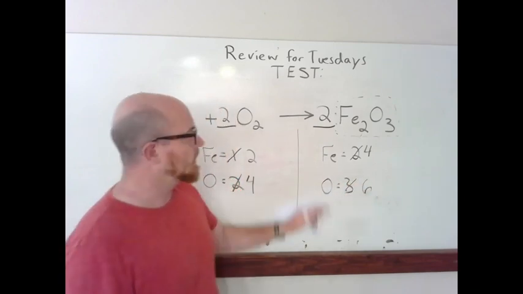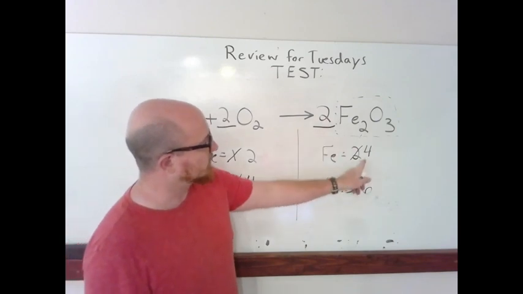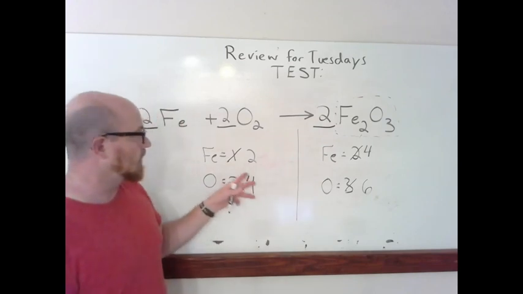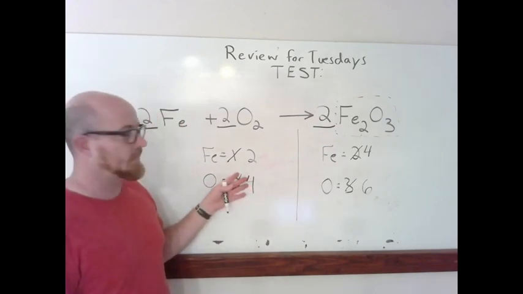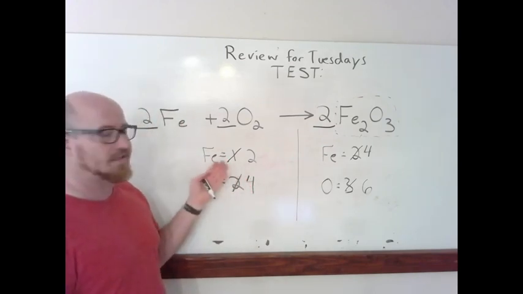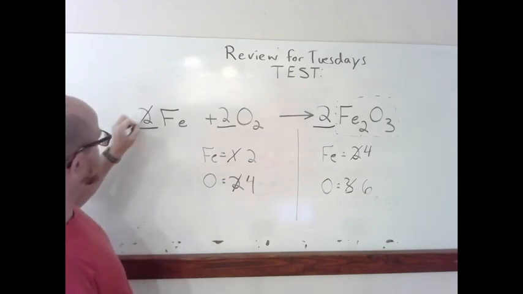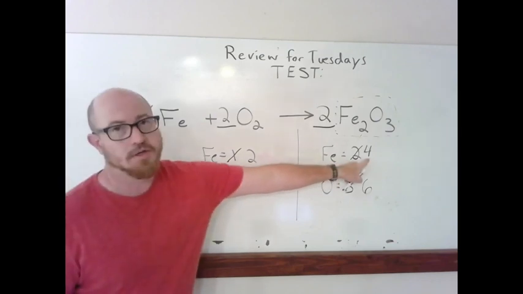All right? So what we've got here is 4 iron atoms and 6 oxygen atoms. Over here we can start to fix that. Let's start with iron. It's an easy fix because there's only one iron atom. This 2 coefficient, I'm going to change to a 4.